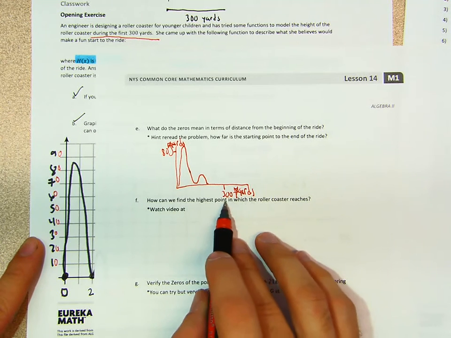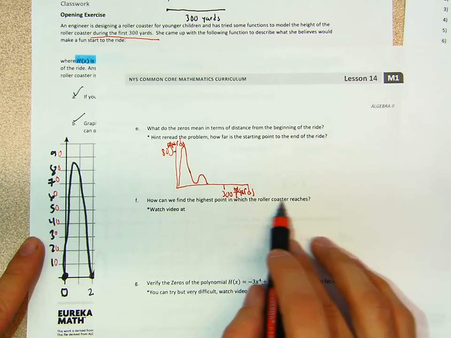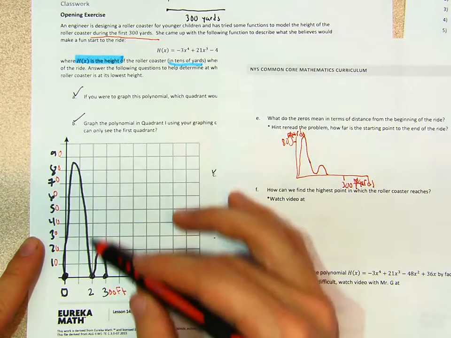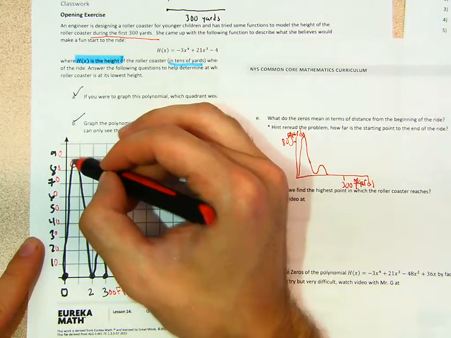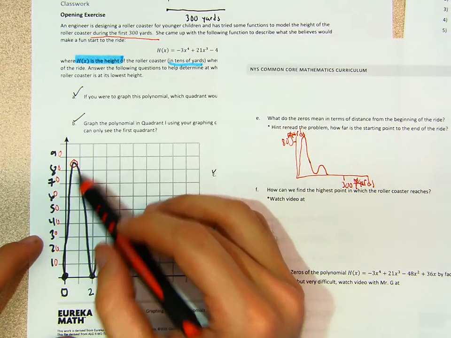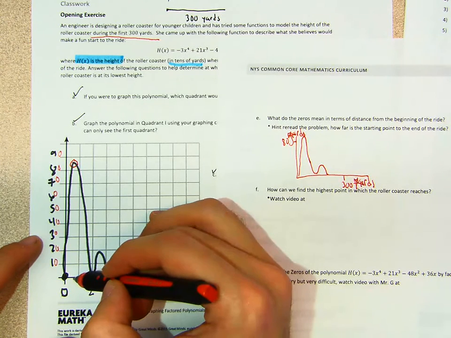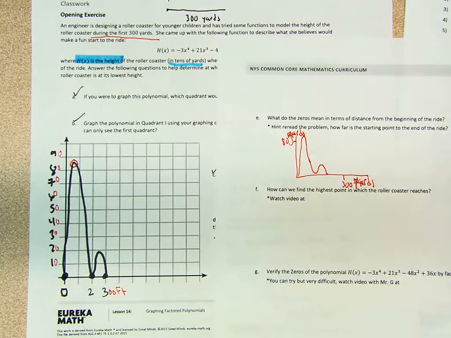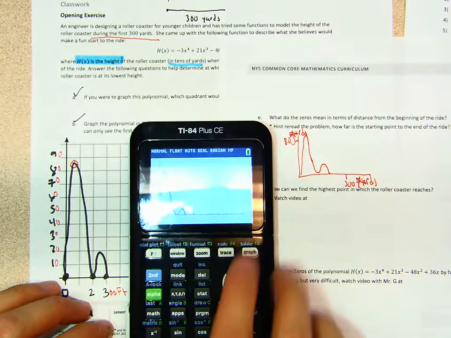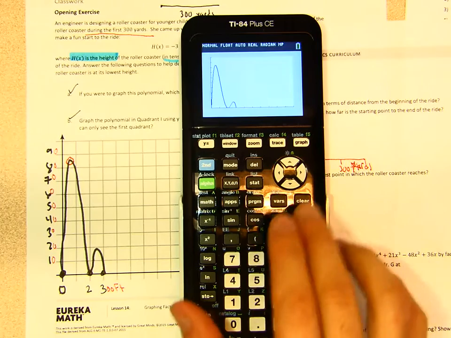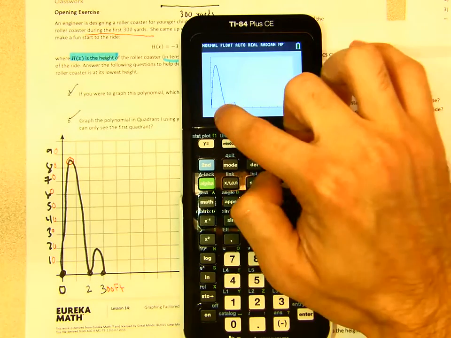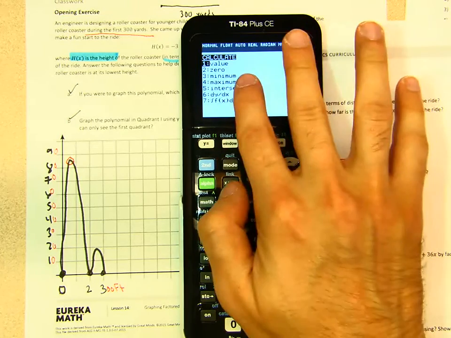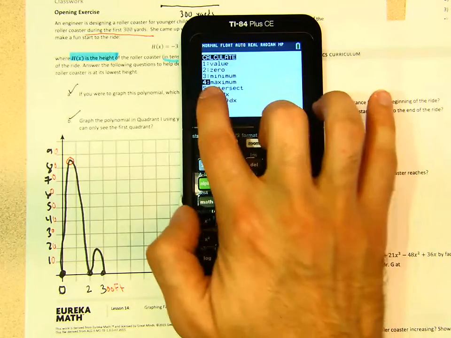Let's look at this part. How can we find the highest point which the roller coaster reaches? Okay? Now this part, where is the highest point of the roller coaster? It's right here. Okay? So how do I find where that point is? How many feet to the right does it go, and how high is this highest point? We know it's somewhere between 80 and 90, but let's take a look. What I want you to do is, this is going to be a nice calculator trick. If I want to find this top point, I go second, trace, right? And now here, I want to go to number 4, and it says maximum.